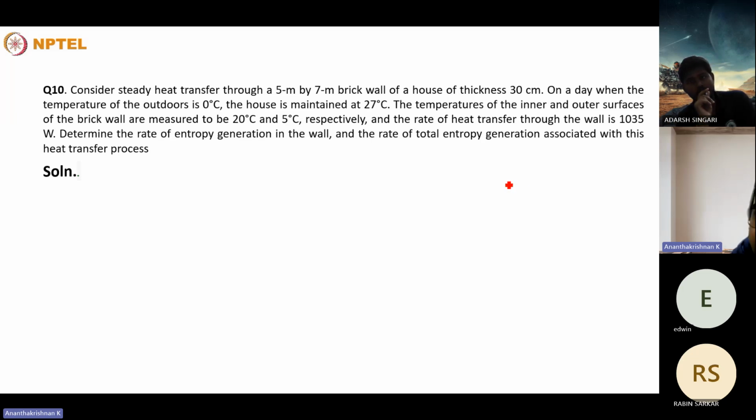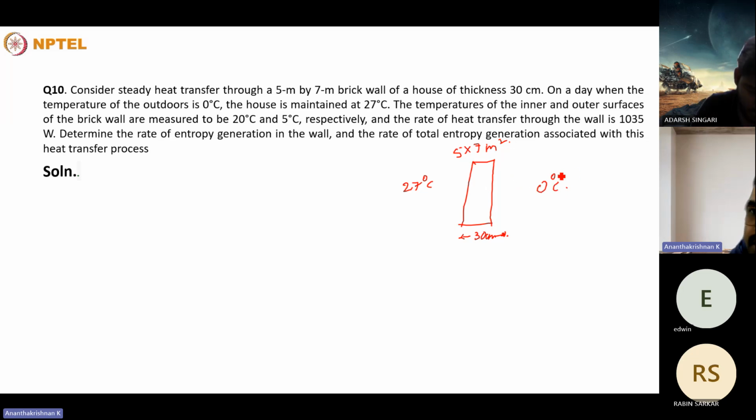This is a steady heat transfer process through a 5 by 7 brick wall cross section, and the thickness is 30 centimeters. The inside temperature is 27 degrees Celsius, and the outside is at 0 degrees Celsius. The inside wall will be at 20 degrees Celsius and the outside wall at 5 degrees Celsius. These are the indoor and outdoor conditions.